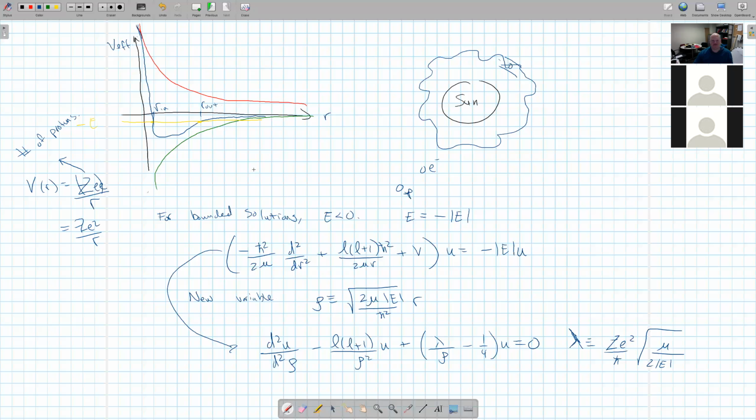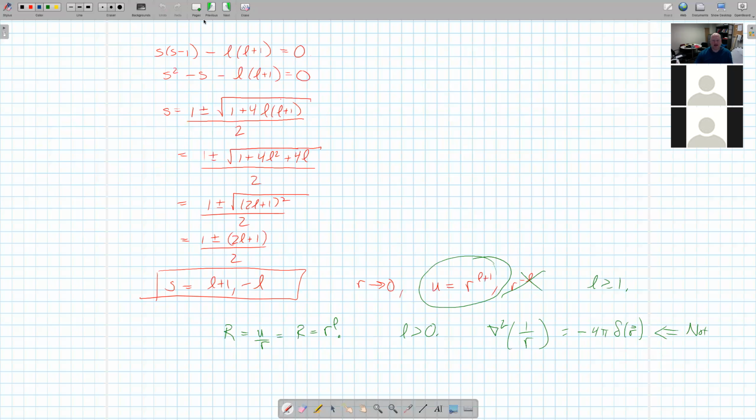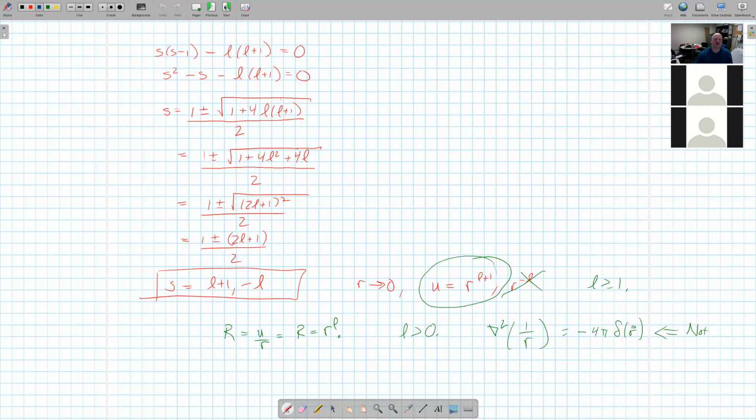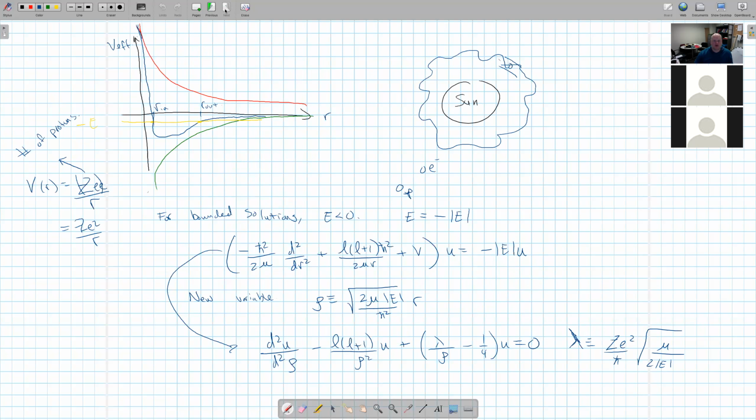Guys doing okay? Not too bad. Good. So what we've done so far is, let's go back, we have looked at the behavior of the wave function as r goes to 0, and we argued that it has to go as u to the L plus 1, where L in this case has to be 1 or greater. So now we're going to use this version of our Schrodinger equation.